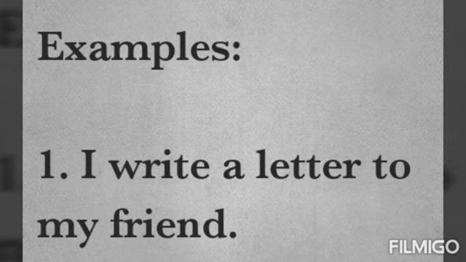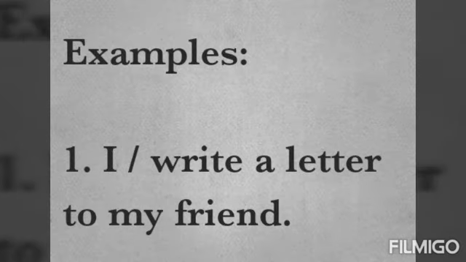Okay, children. See the first sentence. I write a letter to my friend. Here, about what is the sentence talking? Yes, it is about me. I. So, the subject here is I. Okay, children. Which one is the verb in this sentence? Yes, write is the verb in this sentence. So, write and after that verb, the remaining things are called predicate. Okay, children. So, here I is the subject and write a letter to my friend is the predicate.